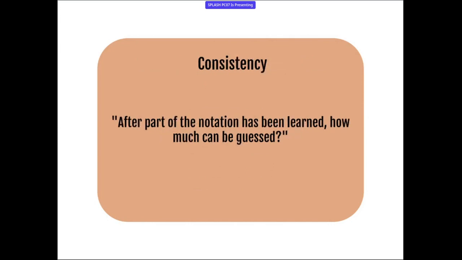Okay, consistency. After part of the notation has been learned, how much can be guessed? I didn't actually talk about how we handle functions, but it's really elegant. A lot of IFC systems, in order to be fully general, have to add special kinds to the type system in order to deal with label polymorphism and all that kind of stuff. We don't have to do that. We don't actually extend the type system at all, except for tracking dependencies and declaring rules, I guess.